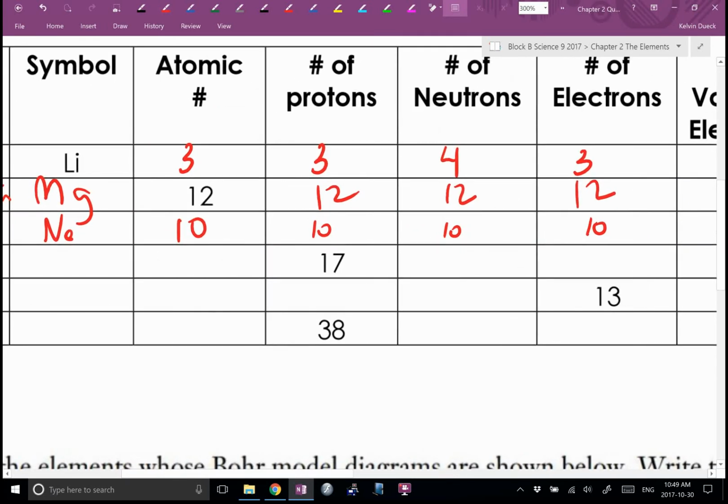Number of protons, that's the same as the atomic number. That's the same as the number of electrons. When are the number of electrons and the number of protons not the same? When instead of an atom, we have an ion. That's going to be key, because that's easy to get mixed up on.